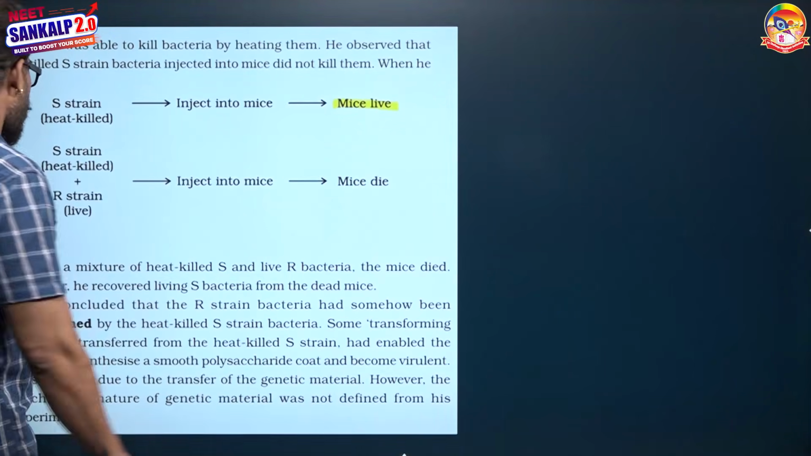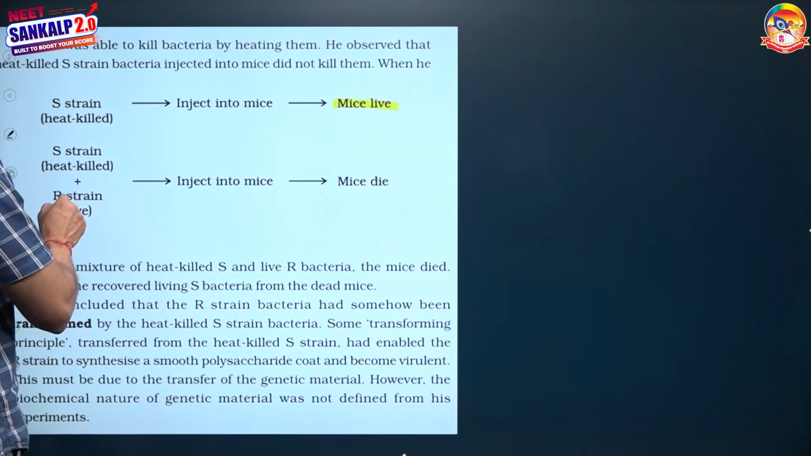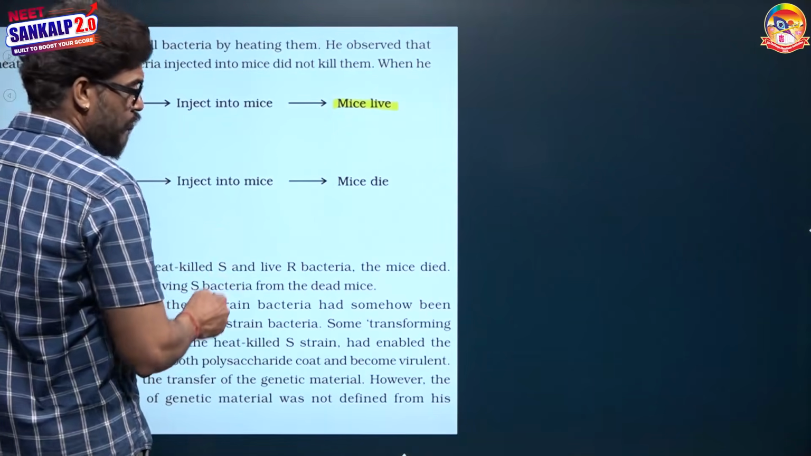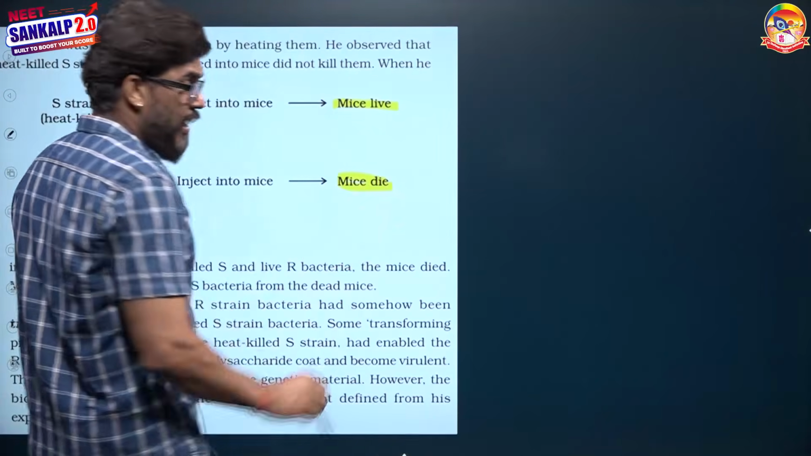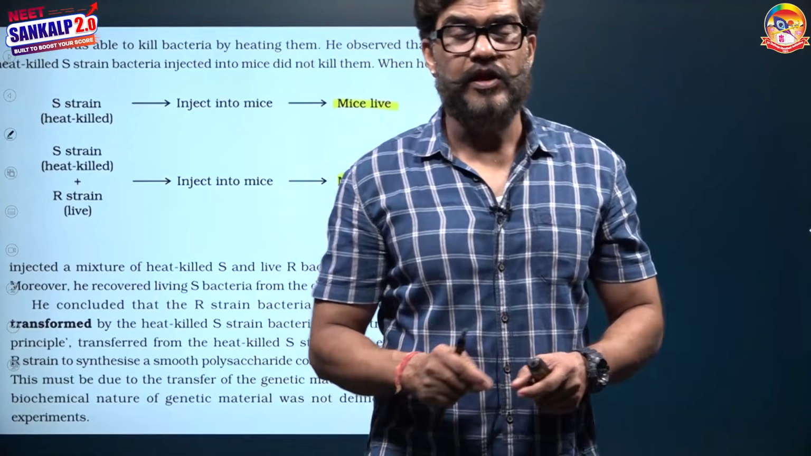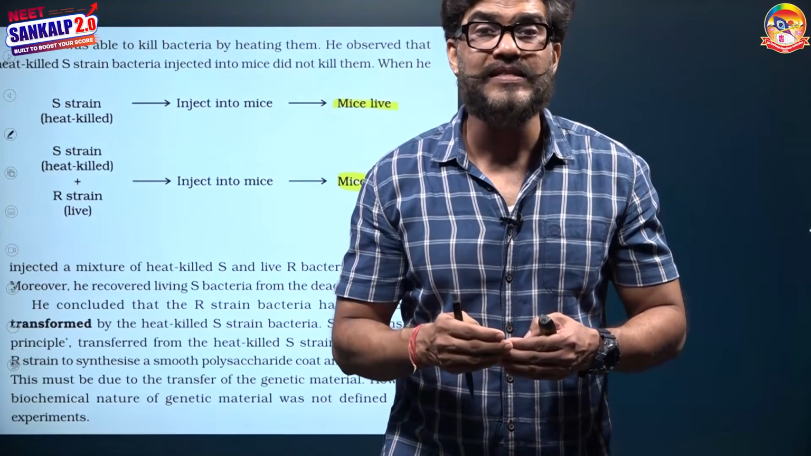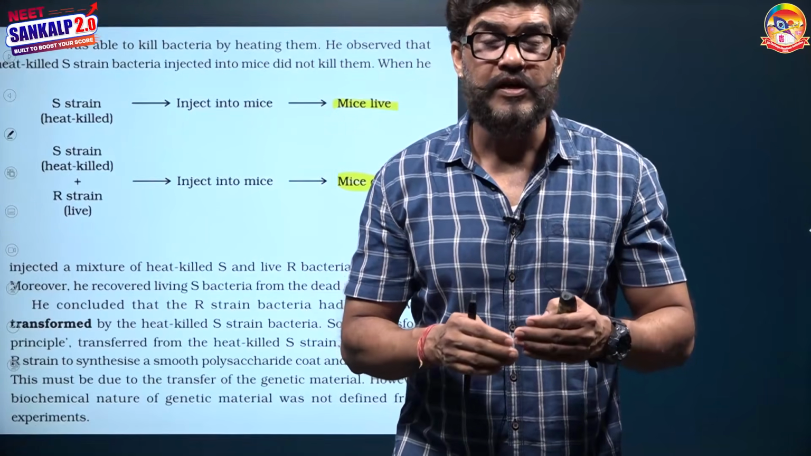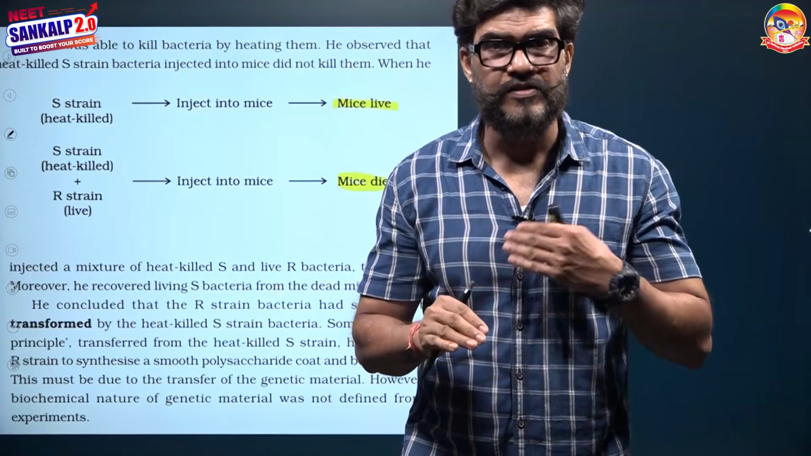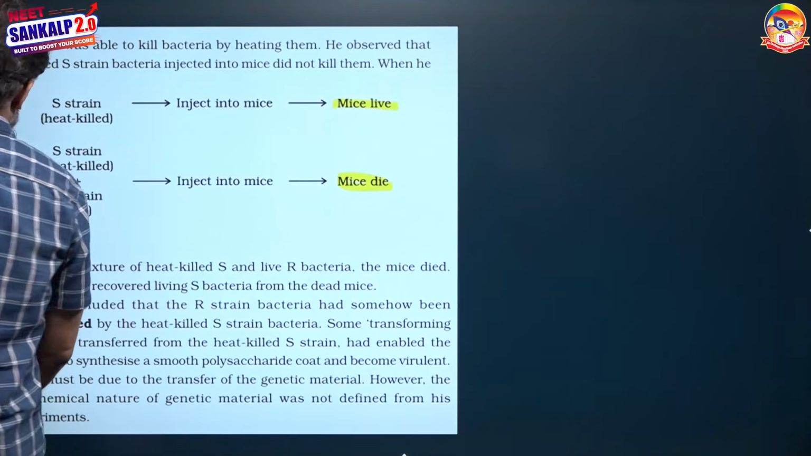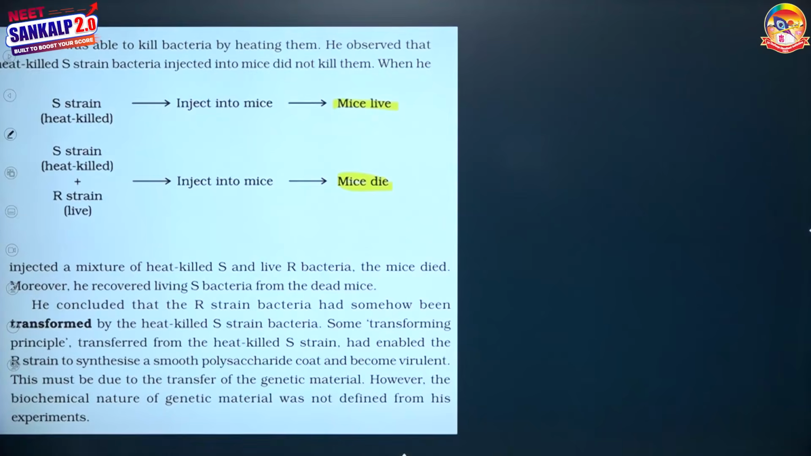And the fourth time, when the heat-killed S strain was mixed with the live R strain and injected into mice, the mice died. And when tissues from the dead mice were dissected, live S strain bacteria were found. It means R strains got transformed into the S strain. Although he saw this transformation, he couldn't explain the mechanism behind it.